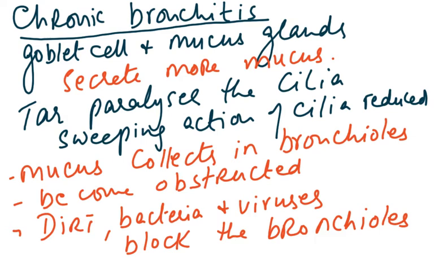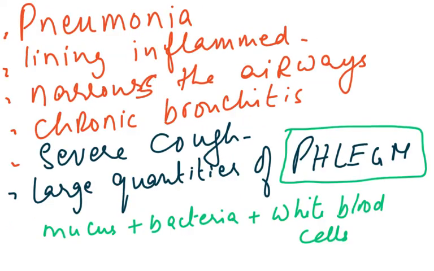Then infections might set in, such as pneumonia. Pneumonia is an infection of the lungs because of this collected or accumulated mucus. Now this infection of the lungs is called pneumonia, and the spelling should be clear to everybody, the P is silent. This is because of the lining becoming inflamed, and this is going to result in narrowing the airways. And this is the word we use here, chronic bronchitis.